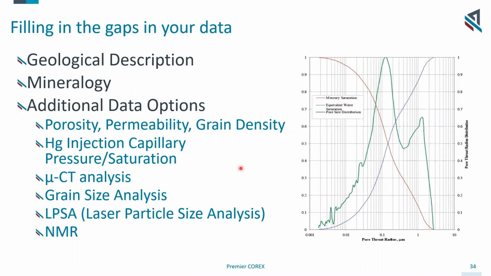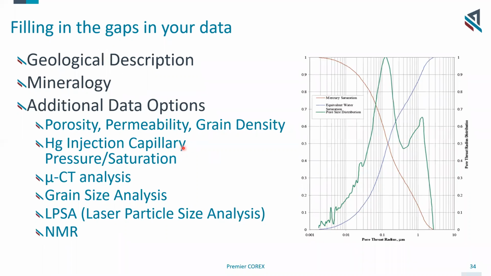So moving away from chemostratigraphy and mineralogy specifically, we've talked about geological description, mineralogy. What other data options are available? And some of these are more guided towards special core analysis applications. So we can get porosity and grain density in lab measurements. We can cross-check those with the data from thin sections and SEMs, and some other techniques which we'll touch on briefly.